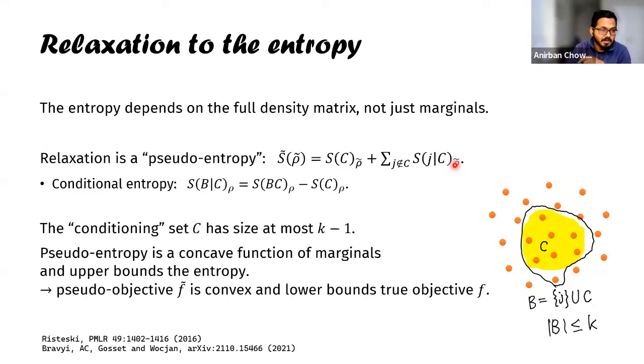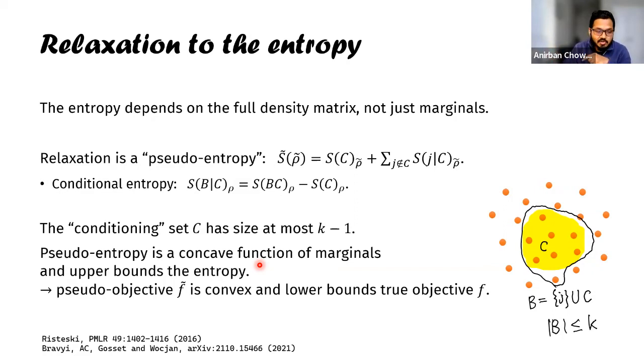And the nice part is this is something we can compute if we just have access to local marginals. And we can prove by properties of the quantum entropy that it's a concave function of marginals and upper bounds the true entropy. This will ensure that the pseudo-objective F tilde we construct is convex and will lower bound the true objective that we want. So this will give us a valid relaxation.